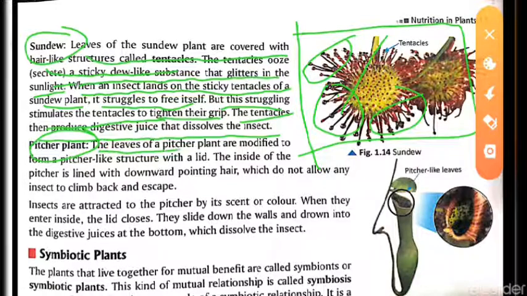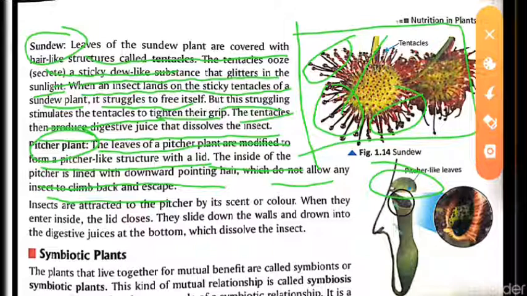The leaves of the pitcher plant are modified to form a pitcher-like structure with a lid. Lid means dhakkan. So here we can see a lid. The inside of the pitcher is lined with downward pointing hair which does not allow any insect to climb back and escape. Over here they have spikes. Spikes means kantedar. So if some insect is moving down, it is not able to come up, that means it can't escape from the pitcher plant.